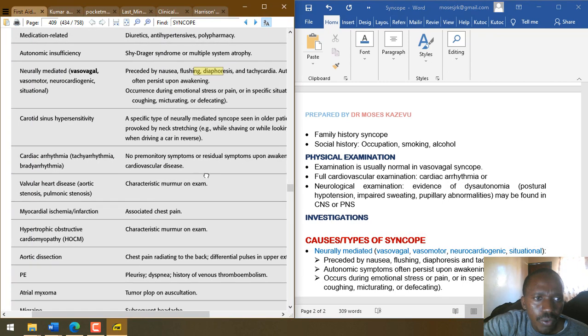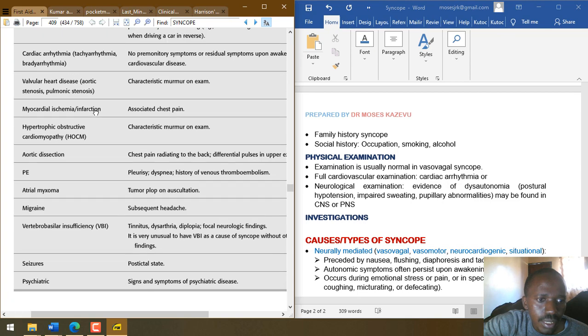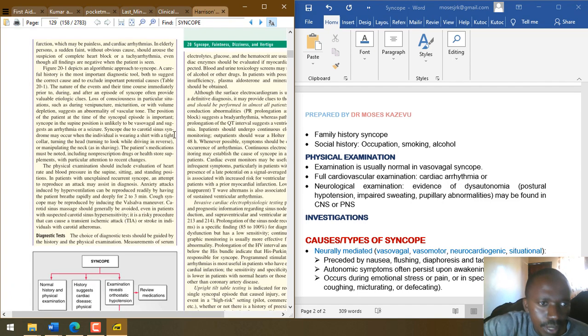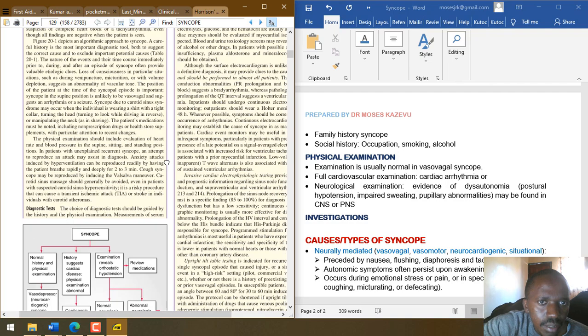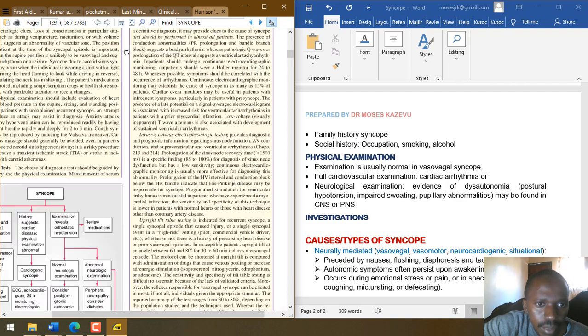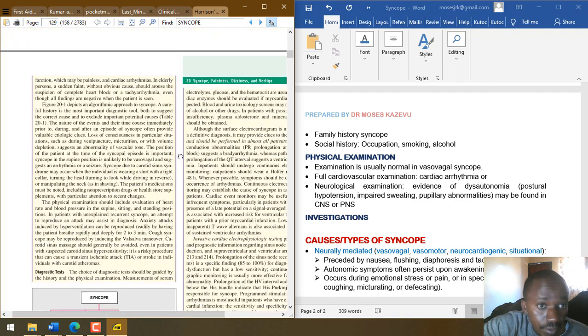Of course, there should be some mechanisms to this. I think Harrison talked about certain mechanisms here. Okay, so yeah, here they just discuss cardiogenic syncope and all that. We're talking about something else. Anyways, those are investigations, so diagnostic work here.